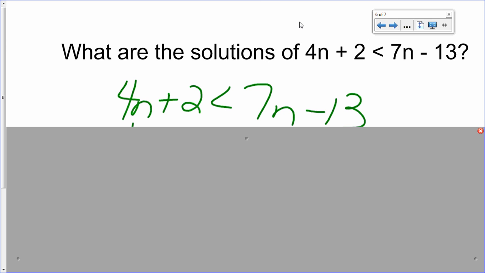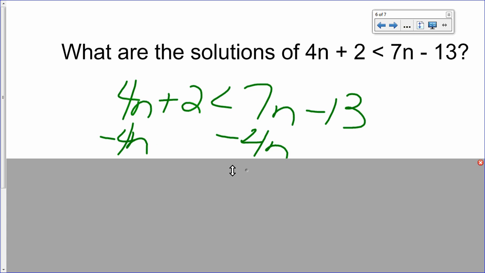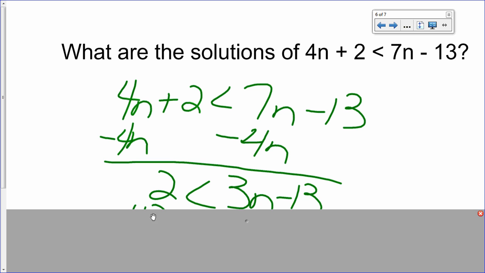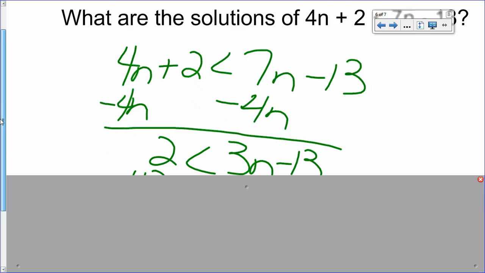What are the solutions of 4n plus 2 is less than 7n minus 13? Rewrite the inequality first. Move the letters to one side. Subtract 4n from both sides. And we get 2 is less than 3n minus 13.